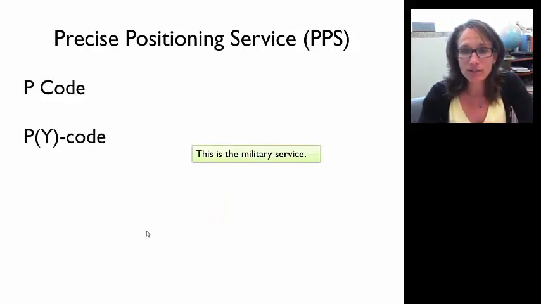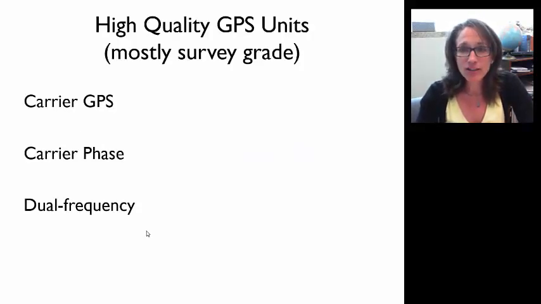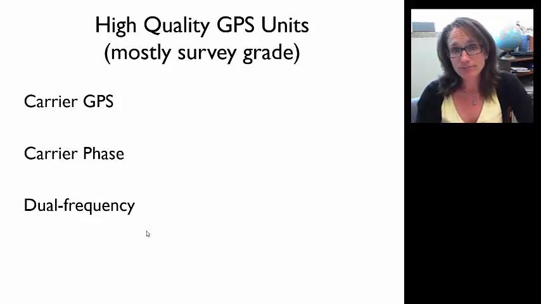Precise Positioning Service is the military service that's using the P code, which is encrypted with the Y code, which is called anti-spoofing. We don't use this. This is the military service. It's a lot more accurate and more robust. If you've got a survey grade GPS unit, a really high quality GPS unit, it can also help pinpoint its location by using the carrier wave.